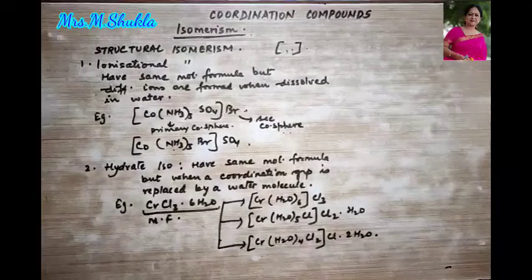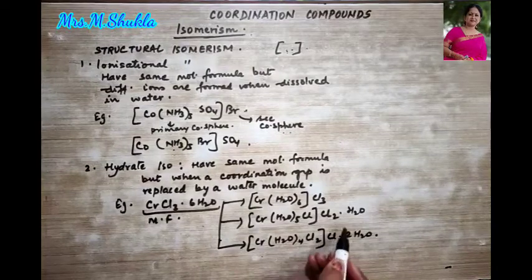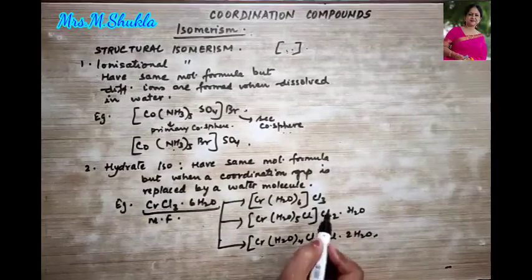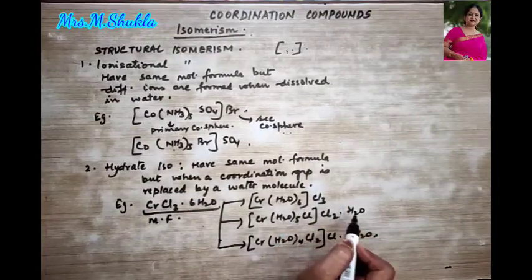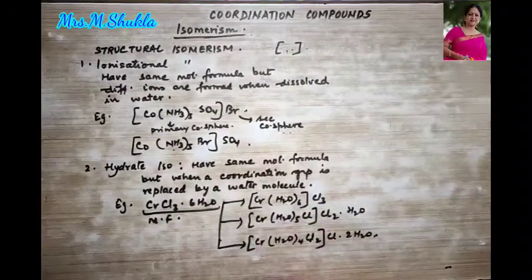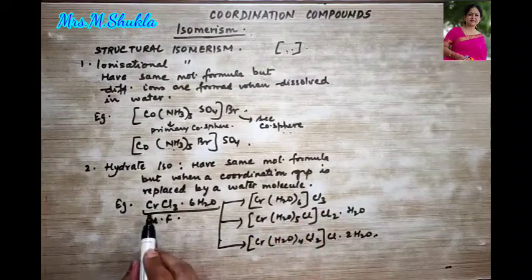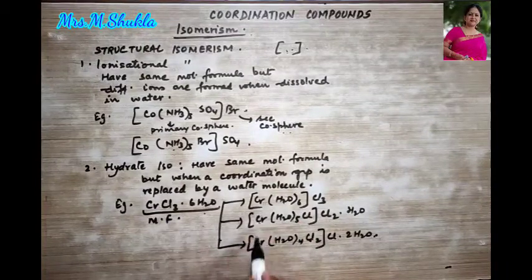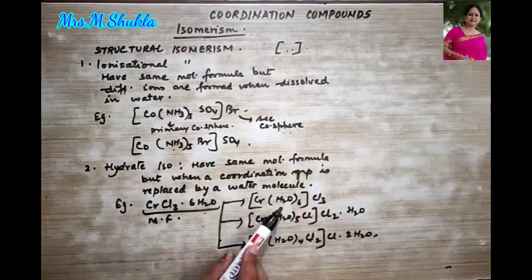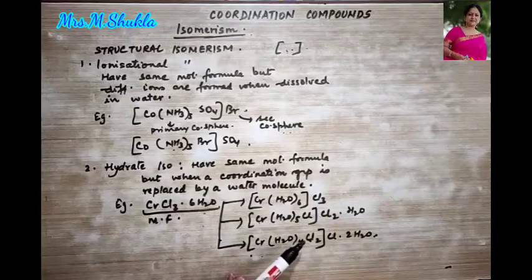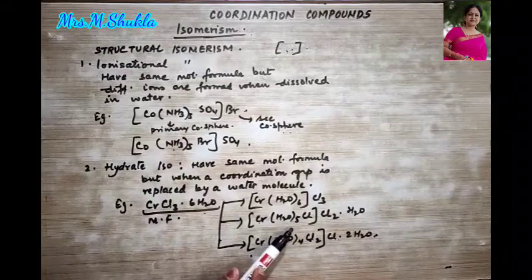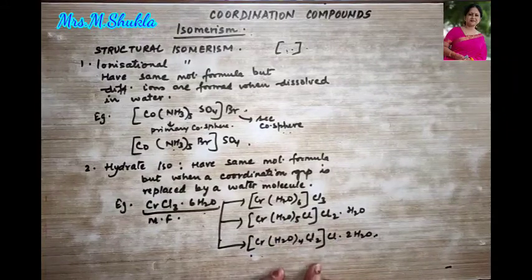2. Okay, so when two chlorine ions are inside, then two water molecules have gone outside. When one chlorine ion came inside, then one water molecule went outside. When there was no chlorine inside, then all the water molecules were here. So all these have the same molecular formula, but they are written in different forms. When the coordination group is replaced by the water molecule, as I told you, there is a difference in the number of water molecules that are present inside and outside.